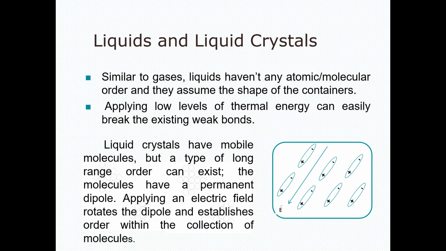One type we will discuss is the crystals, in which we will say that it has particular patterns or order. So what about the liquid crystal? Liquid crystals have mobile molecules. I mean, a type of long range order can exist in this type of molecule, but remember, these molecules have a permanent dipole moment, and by applying an electric field, it rotates the dipole and establishes order within the collection of molecules. This type of phenomenon you can see here in this particular figure.